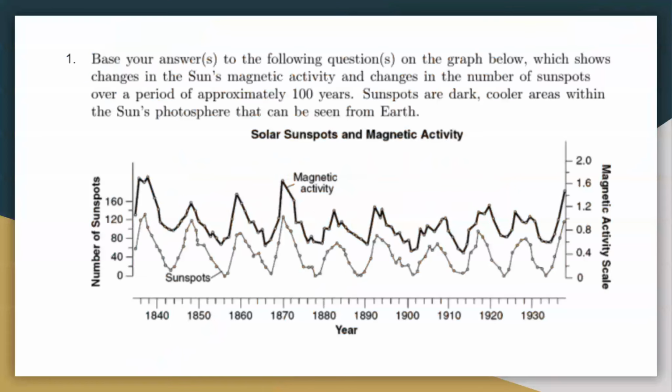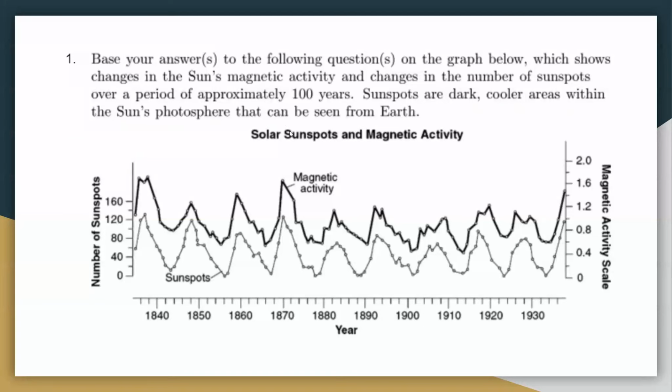So let's get started. Question number 1 asks, base your answer to the following questions on the graph below, which shows changes in the sun's magnetic activity and changes in the number of sunspots over a period of approximately 100 years. Sunspots are dark, cooler areas within the sun's photosphere that can be seen from Earth.